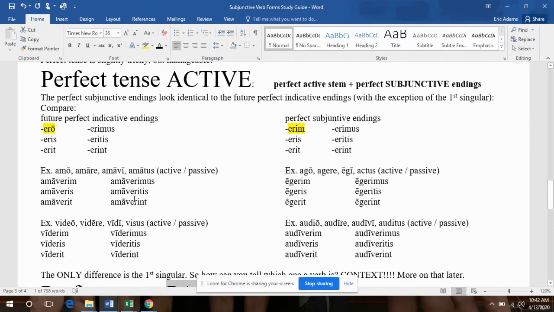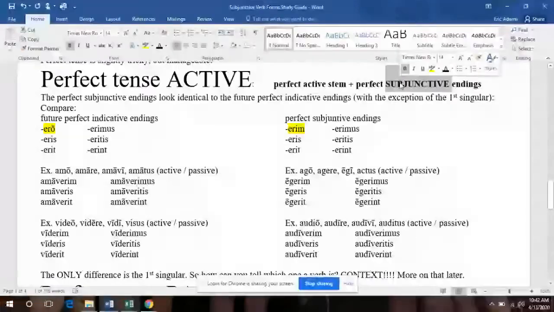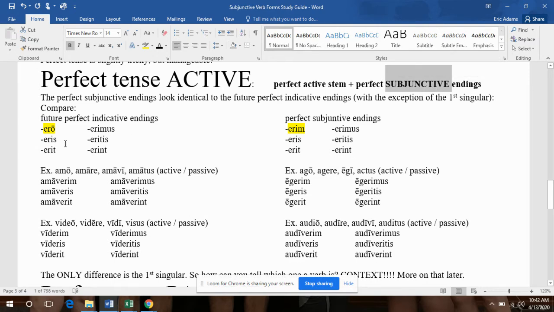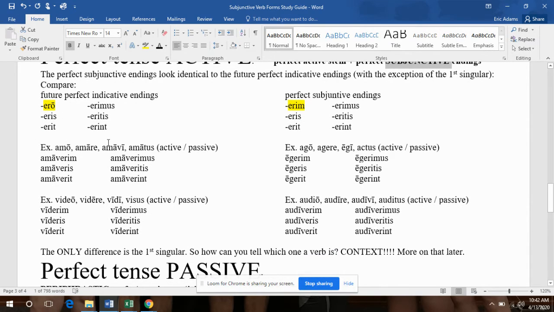Perfect active tense. The perfect is going to have a perfect active stem, and instead of your perfect indicative endings, which remember were isti, it, you have your perfect subjunctive endings. Now, your perfect subjunctive endings for the active are very, very similar to the future perfect endings. Remember that future perfect in the indicative was ero, eris, erit, erimus, eritis, erint. Well, the perfect subjunctive endings are erim, eris, erit, erimus, eritis, erint.